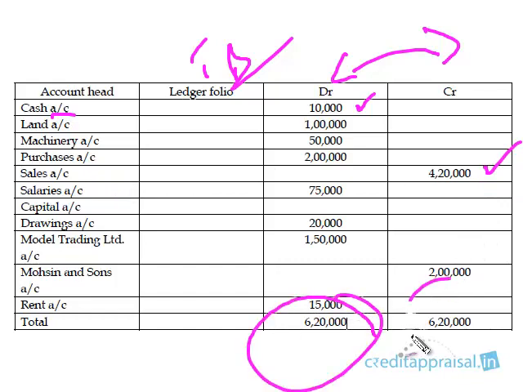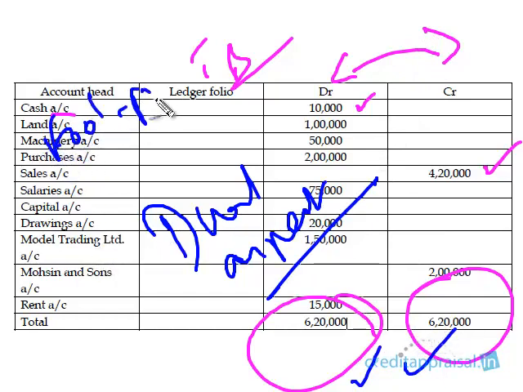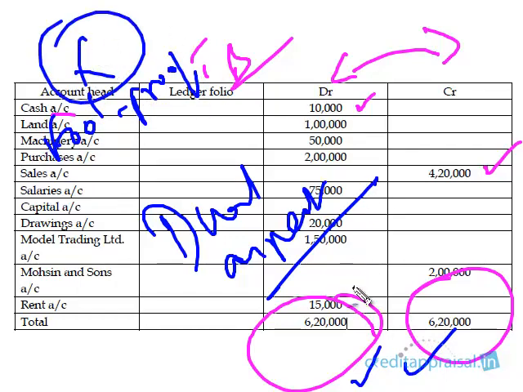And please don't be surprised. This is as per the dual aspect, right? So if you have done everything correctly, the trial balance will tally. I'm not saying it's a foolproof check. This is not a foolproof check, right? What I'm saying is, if you have done everything correctly, the trial balance should tally, right?